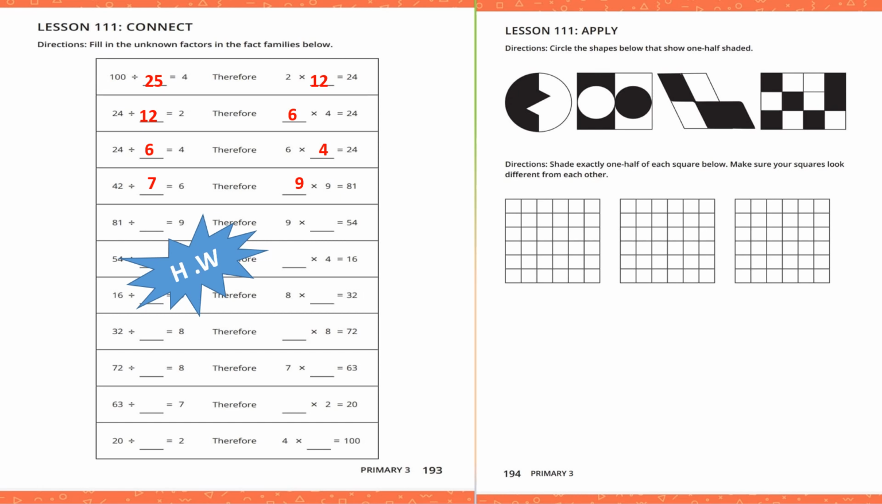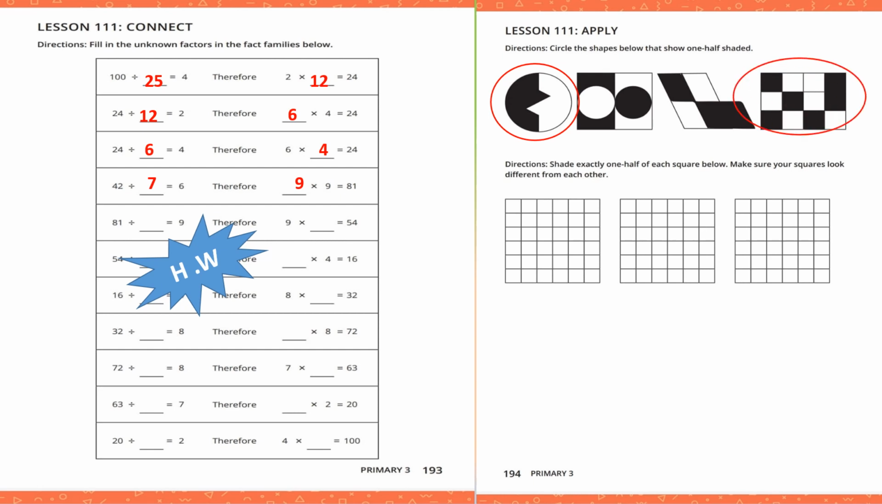Next, turn the page, 194. Direction, circle the shapes below that show 1/2 shaded. The first one here, it's half shaded, so I will make a circle around it. What about the second shape? Here is a shaded half of the shape? No, so I will skip it.